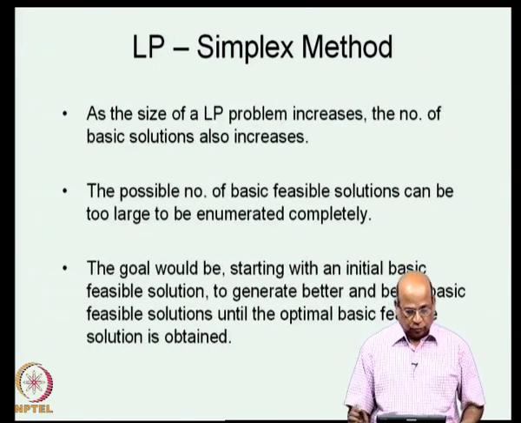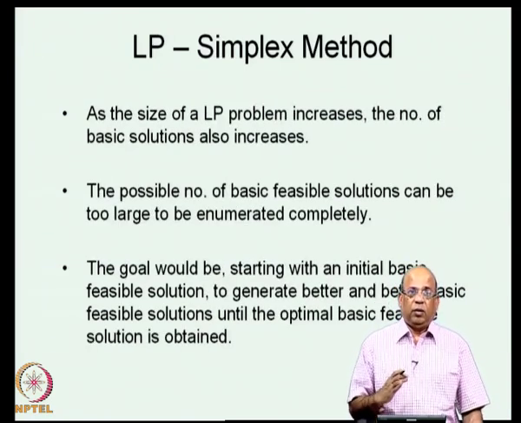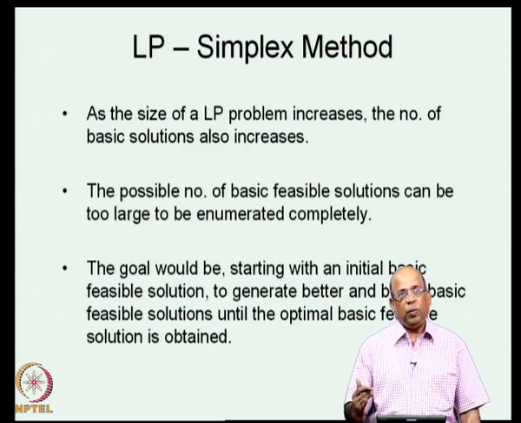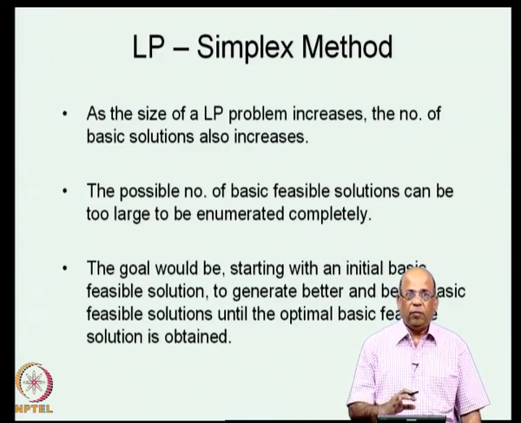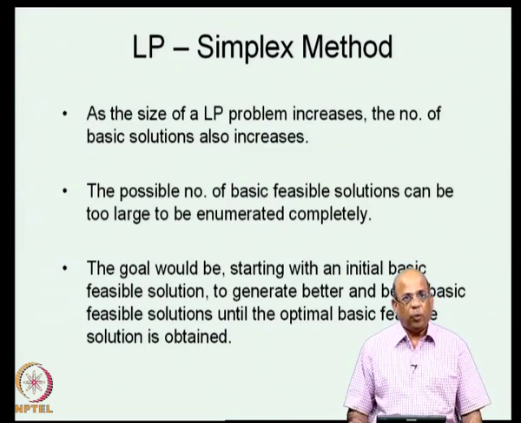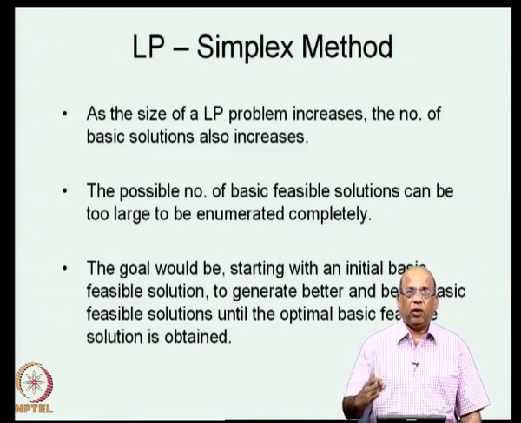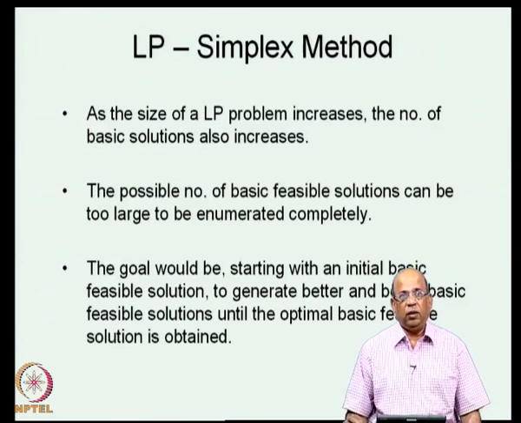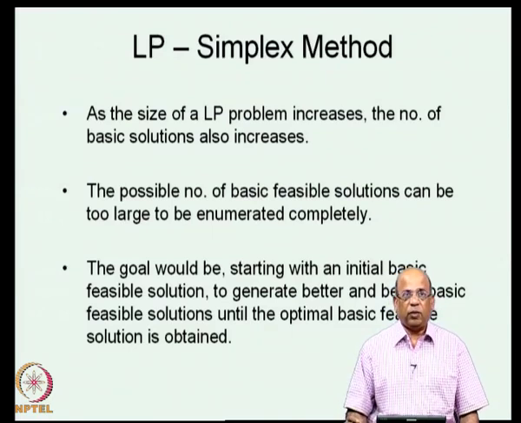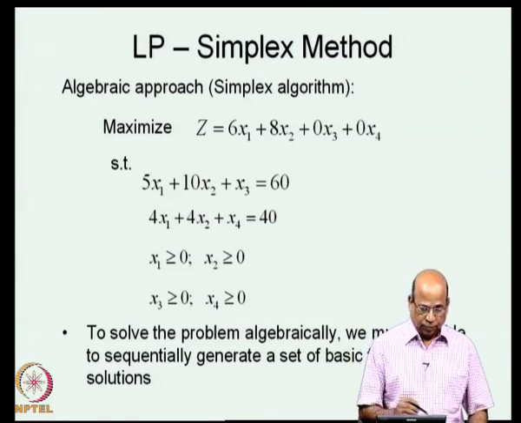And therefore, as I just mentioned, we must have a method by which we start with a particular basic feasible solution and move to the next basic feasible solution, such that when we make this move, we are also achieving an improvement in the objective function value. That means, the objective function value should be continuously increasing as we are progressing from one basic feasible solution to another basic feasible solution. So, that is the goal. Let us see how we do this now.